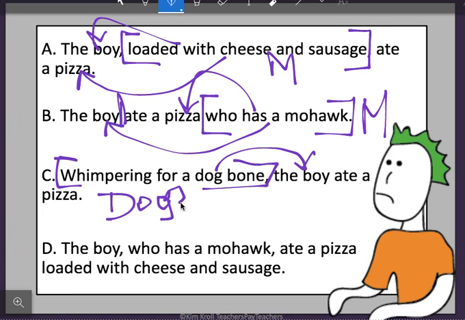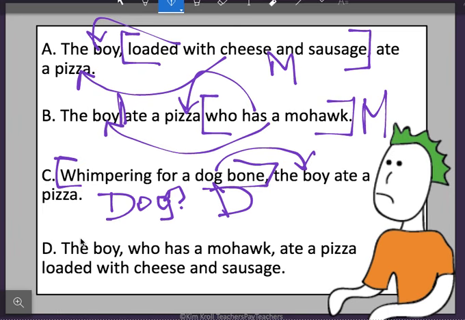This is a dangling modifier because it does not have a clear term to be modifying. This dog does not appear in the sentence. So this is a dangling modifier.